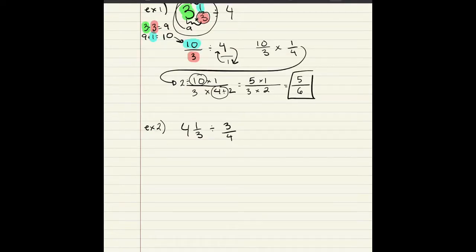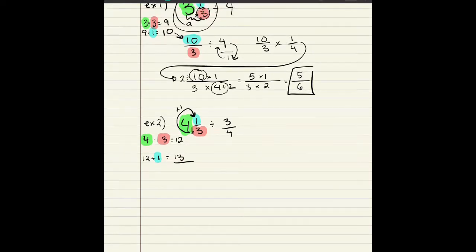All right, now I have 4 1/3 divided by 3/4. So I multiply my denominator by my whole number. So 4 times 3 equals 12. And I add my 1. 12 plus 1, because 1 is our numerator. And I get 13. That's my new numerator. So 13 is now my new numerator, and my denominator stays the same. So it's still 3.